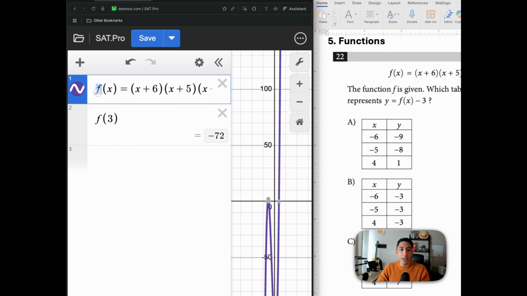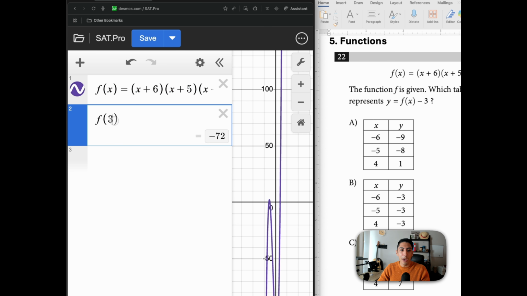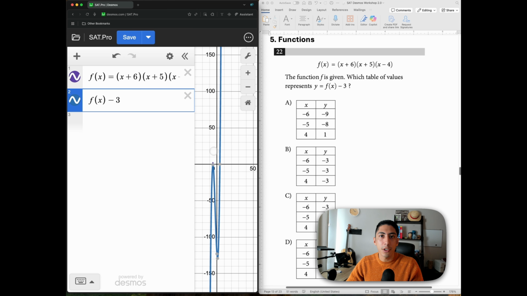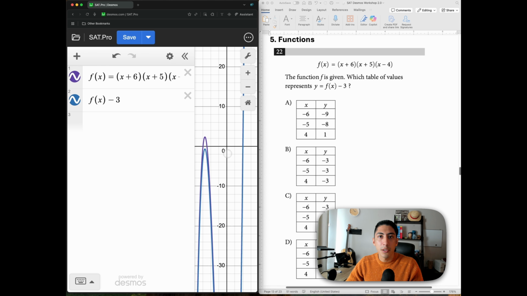So it understands that f of x is all this, and so when I put in f of 3, it's just plugging in 3 for all the x's that are here. I'm just going to plug in f of x minus 3, and you'll notice that it shifts it down 3. It's a little hard to see unless I zoom in. I'm going to zoom in a bit here. And you can see the original function is in purple, and the new function is in blue.